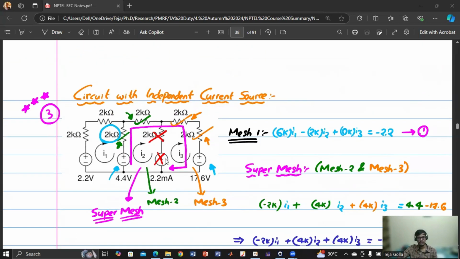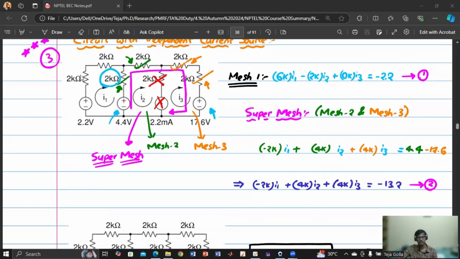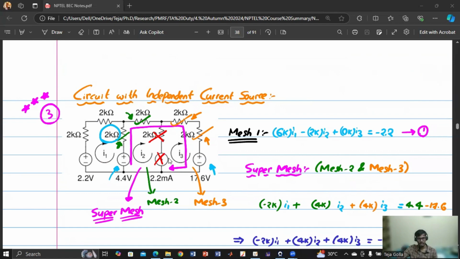But if there is any current source that is shared between two meshes, you can directly get one equation from this current source, and you can get one mesh equation from the mesh where there is no independent current source. So you will get two equations from there, and another one is the super mesh, where you will apply the KVL in the outer mesh.